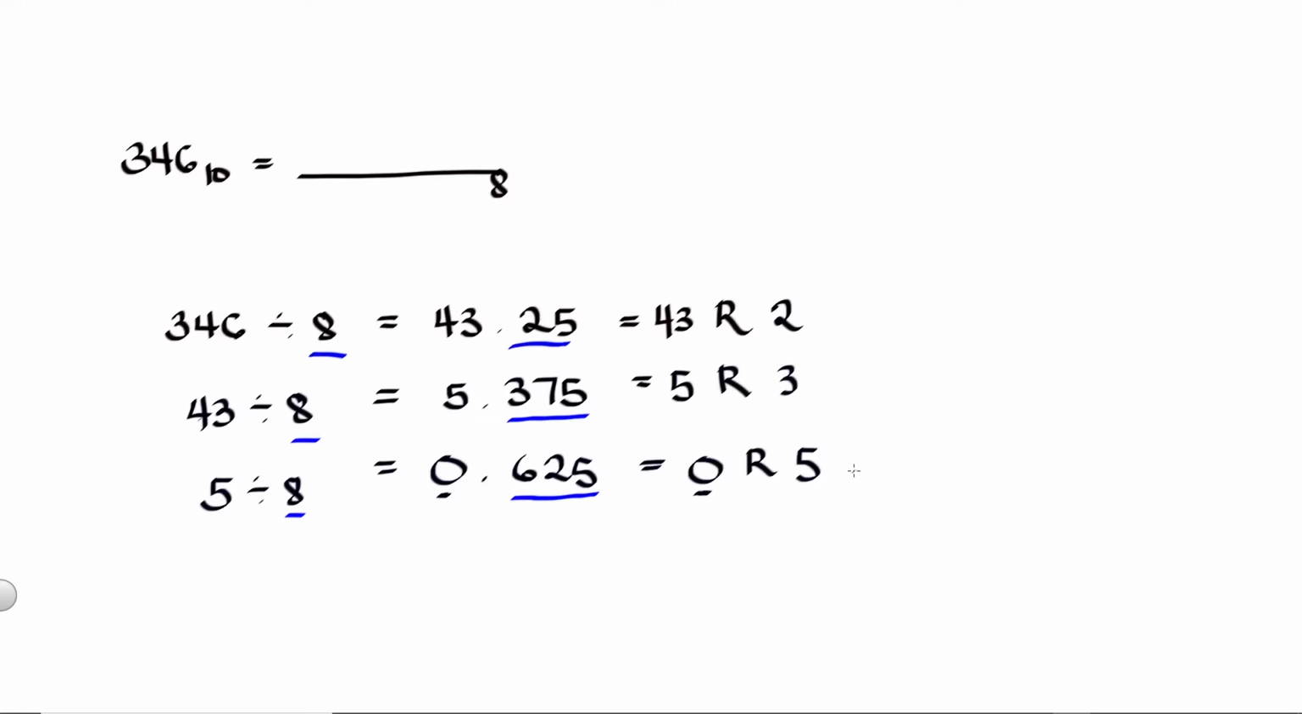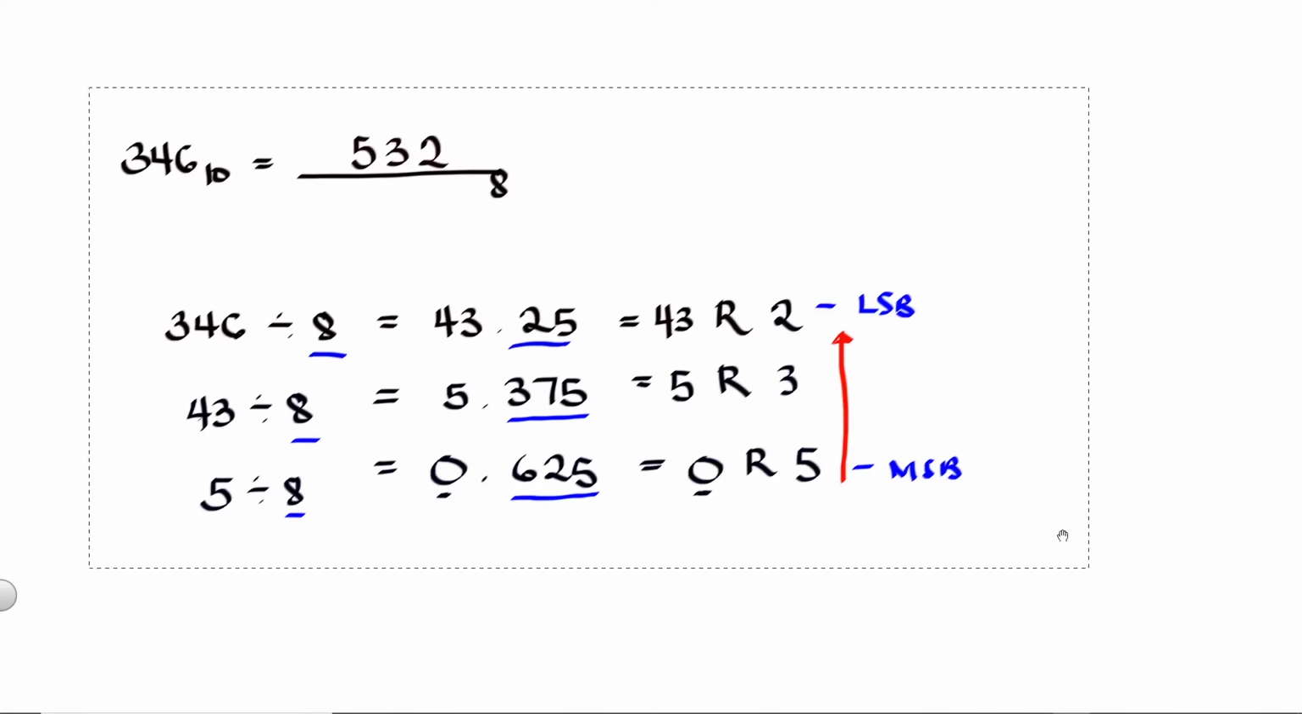Then the value at the bottom is called the MSB, or the most significant bit, and the value at the top is called the LSB, or the least significant bit. And the way we are going to read the answer is from most significant bit to the least significant bit, or from bottom to top. So the octal value of 346 decimal is 532.